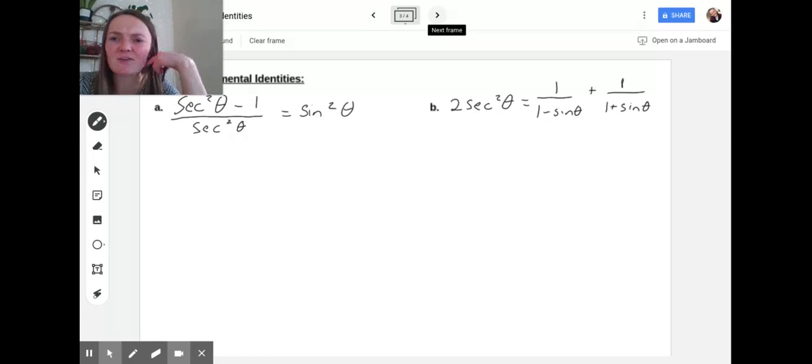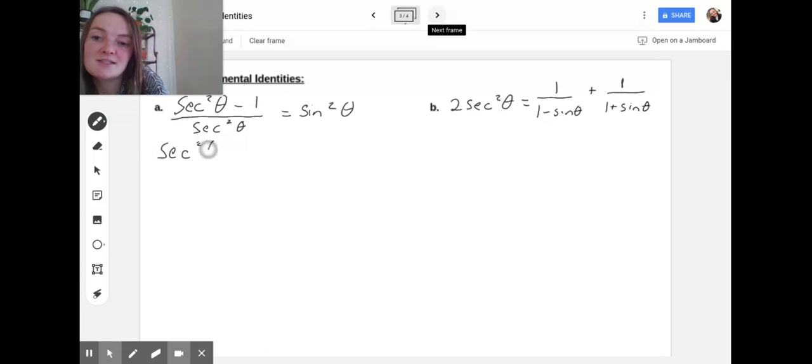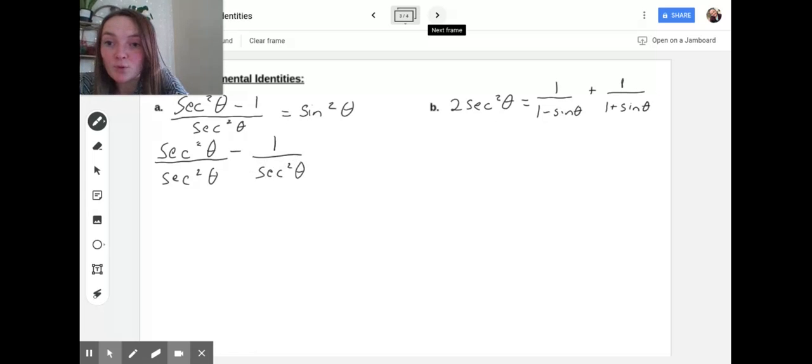Usually whenever I see a fraction and there's just a binomial in the denominator and there's a polynomial in the numerator, sometimes it's a good idea to distribute out the denominator. So what I mean by that is I can rewrite it as this: secant squared theta over secant squared theta, minus 1 over secant squared theta. So do you see here, if they both have a denominator secant squared theta, I can actually split them up into something like this. Okay, well, secant squared theta divided by secant squared theta is 1, and so this is going to be 1.